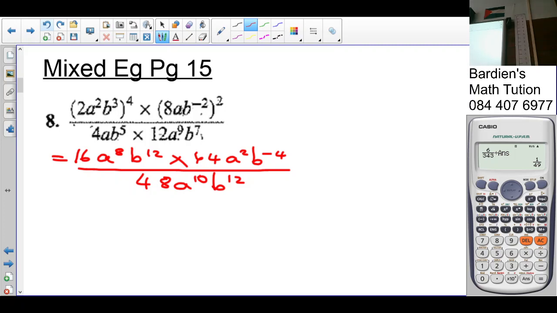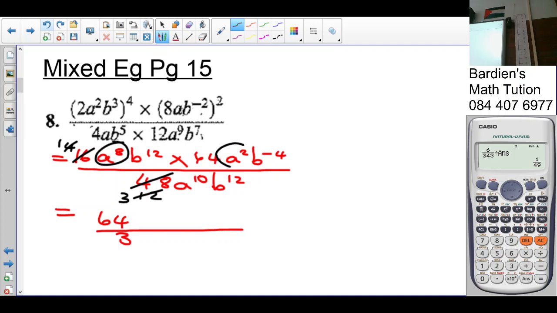Now I can simplify by 1. I always sort out my numbers first. 4 goes into 16, 4 times. 4 going into 48, 12 times. I could have gone straight with 8. 4 goes into 4 once, 4 goes into 12 3 times. Actually I could have gone with 16 if I like. Okay, but I didn't see it. So what I'm going to do is say 64, which is what I'm left with here, over 3. Now if I multiply 8 by a squared, what do I get?